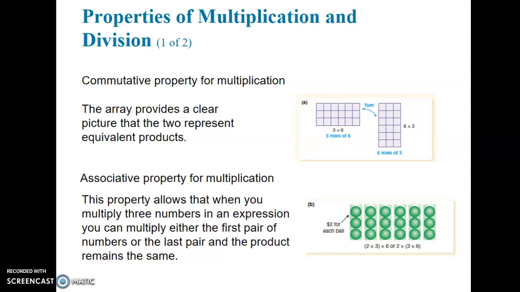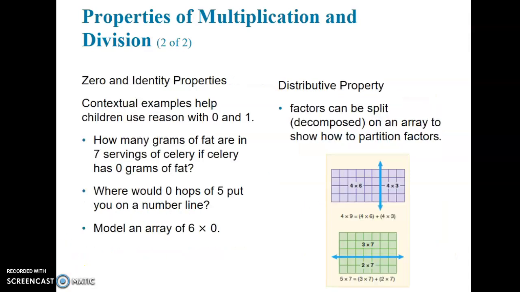The associative property of multiplication is fundamental and flexible in solving problems. This property allows that when you multiply three numbers in an expression, you can multiply either the first pair of numbers and then multiply the answer by the third number, or multiply the last pair of numbers and then multiply that answer by the first number. 5 hops of 0 will put you on a number line at 0. 1 hop of 5 will put you at 5.